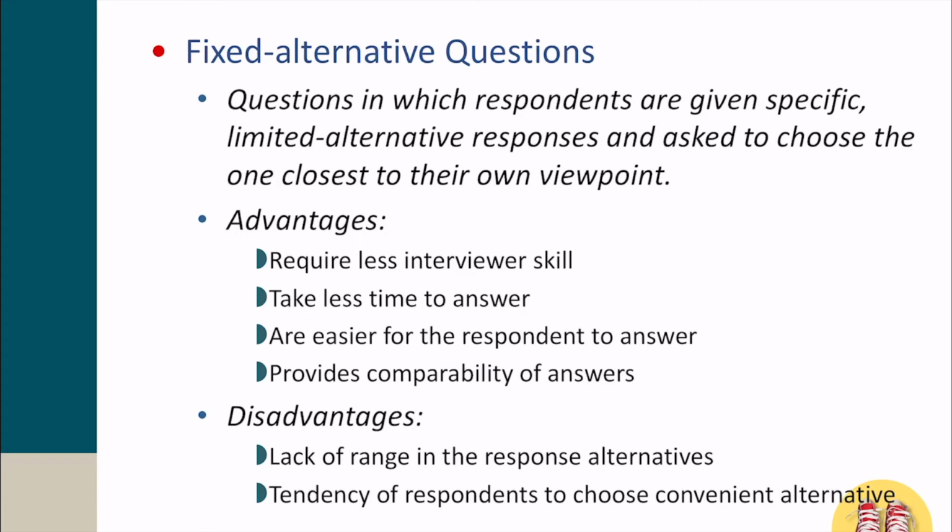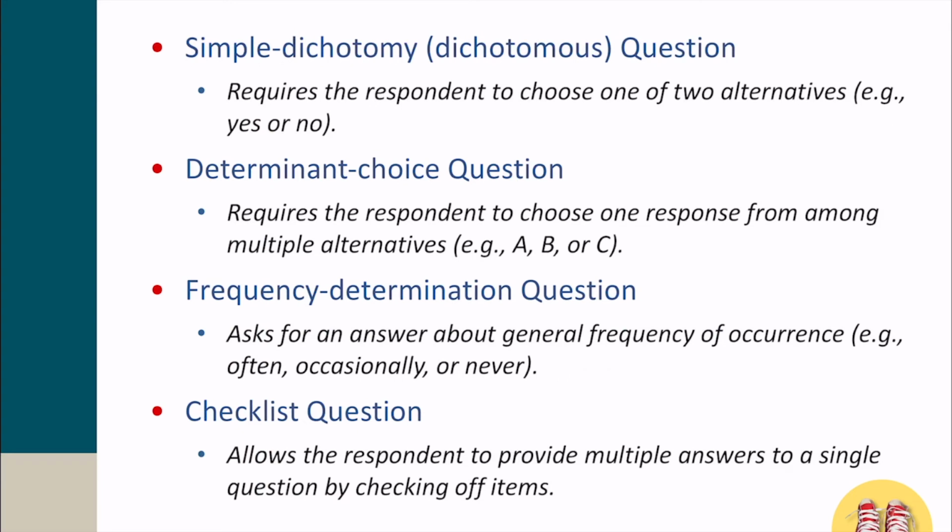So the respondent thinks, I really don't feel this way, but I guess I'll just answer yes without giving it much thought. So those are some of the positive and negative attributes of a fixed alternative questionnaire. And here are some of the types.